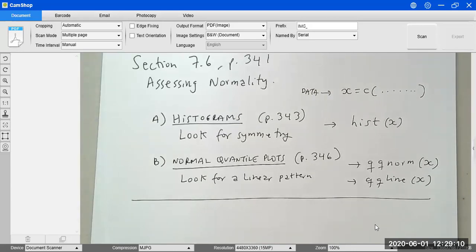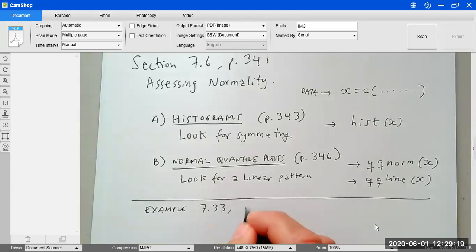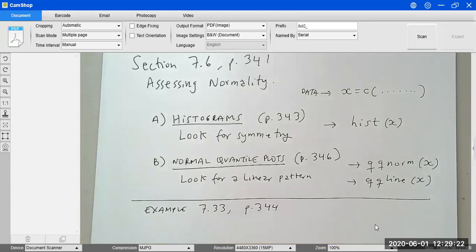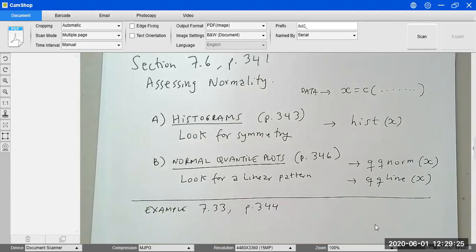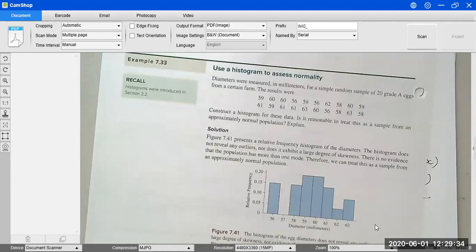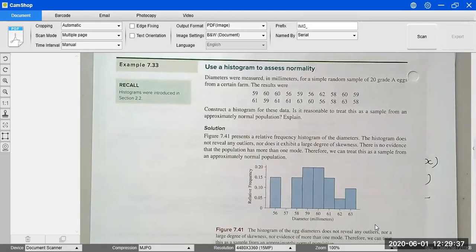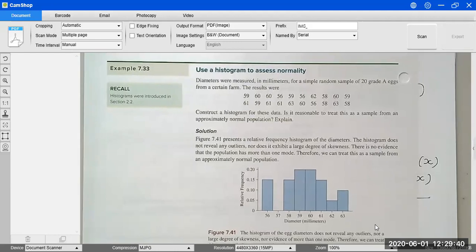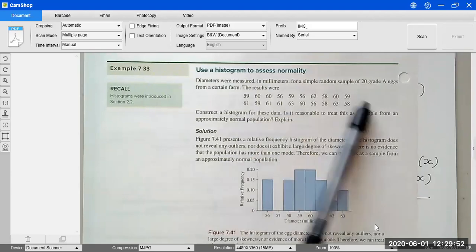So the first problem is example 7.33 on page 344. So this problem on page 344 is here. We're going to use a histogram to assess normality. You can see here the data set: diameters were measured in millimeters for a simple random sample of 20 grade A eggs from a certain farm. The results were, and then you have all these values.